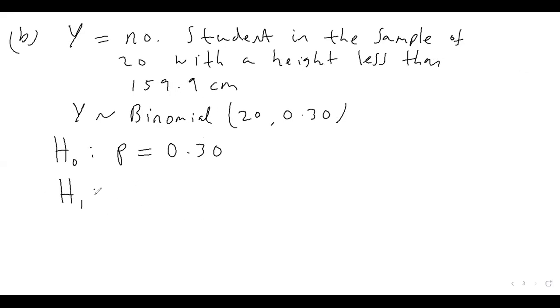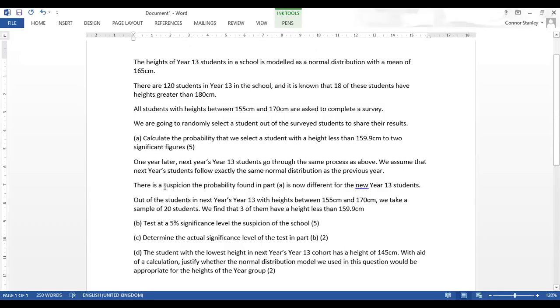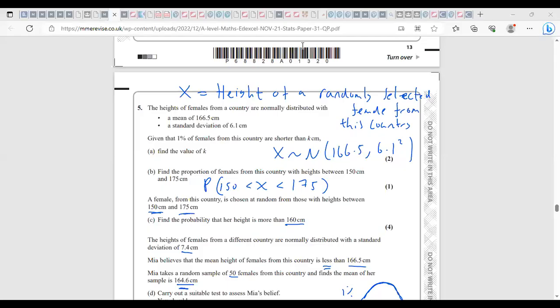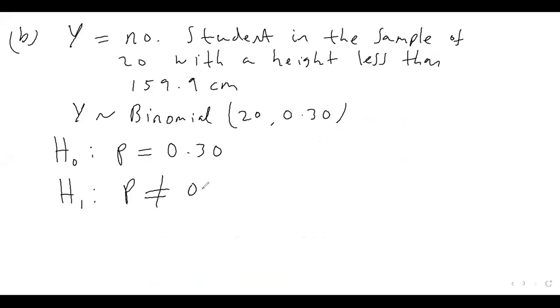And what's our alternative hypothesis? Let's go back to our question and interpret it. There is a suspicion that the probability is now different from the previous year's probability. So, sorry, I've shared the wrong page again. Whiteboard, that's what we want. So the probability is not equal to 0.30.